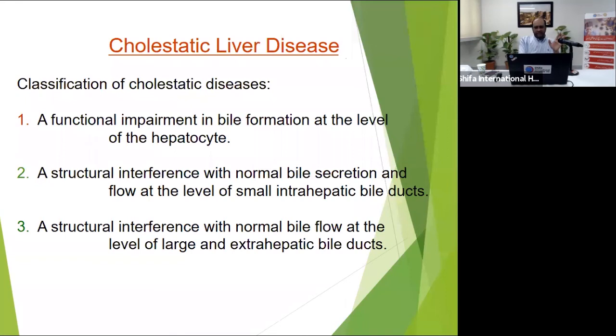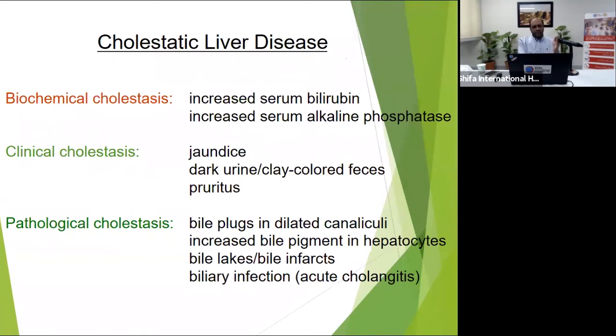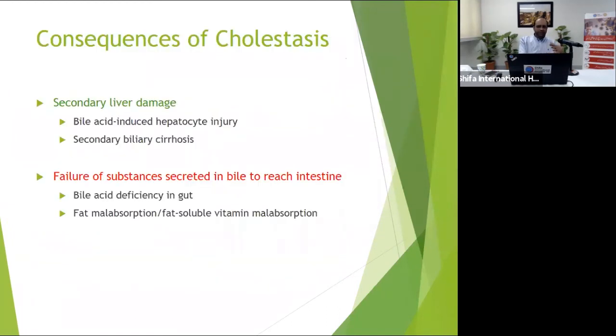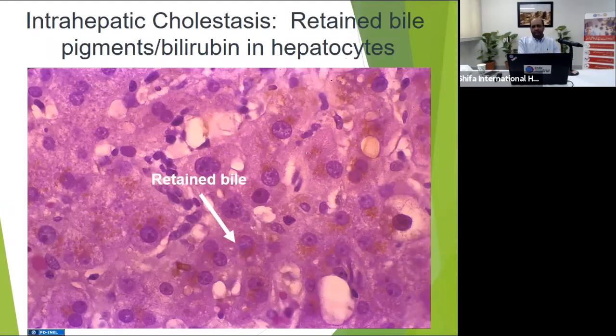So coming to what is going to happen in cholestasis, because of the functional impairment of bile formation at the level of hepatocytes, complications can happen because of structural interference with bile acid secretion from the small intrahepatic bile ducts, or structural interference with the excretion of the bile, as I showed you in the beginning. That will lead to derangement of biochemical markers. Clinically, you will see jaundice. You will see different conditions in the histopathology. As a consequence of the cholestasis, you will see liver damage, bile acid associated secondary biliary cirrhosis, and in the biopsy you can see bile stain.